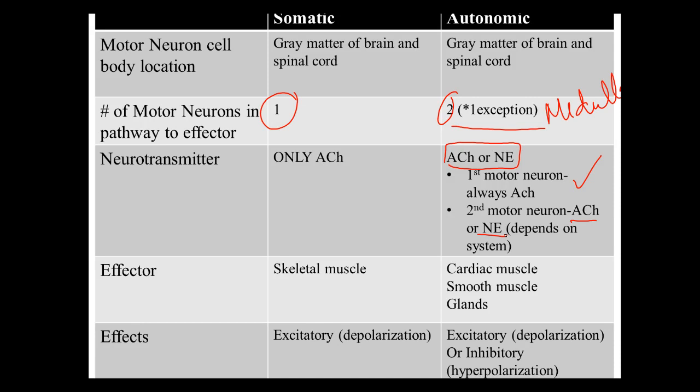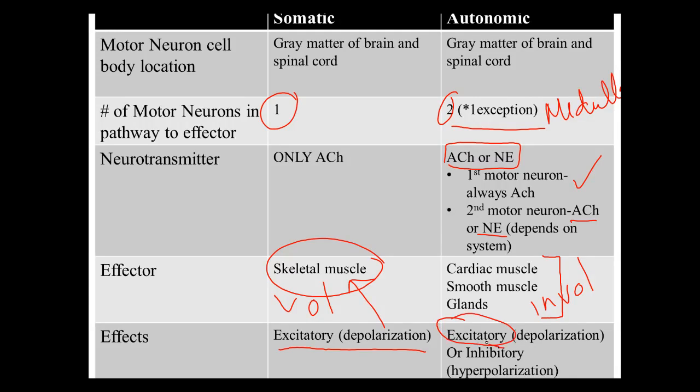In somatic, the effectors are always skeletal muscle. In the autonomic, it can be cardiac, smooth, or glands. The somatic is voluntary, consciously controlled. Autonomic is involuntary. The somatic will always cause excitatory effects on the skeletal muscles, so it will always cause a contraction. In the autonomic, it can be excitatory or it can be inhibitory. So we can cause something to speed up or we can cause something to slow down.